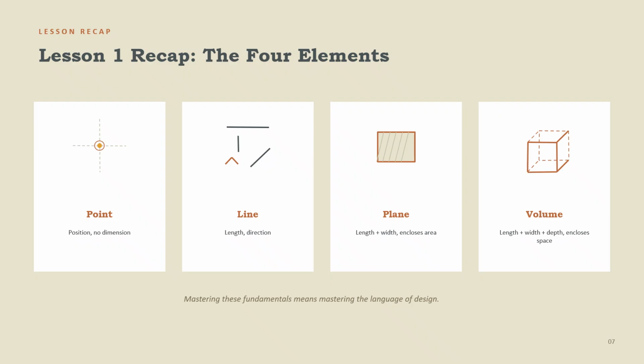So, the lesson 1 recap was the four elements: point, position, no dimension; line, length, direction; plane, length and width that encloses area; and volume, length, width, and depth that encloses space. Mastering these fundamentals means mastering the language of design.